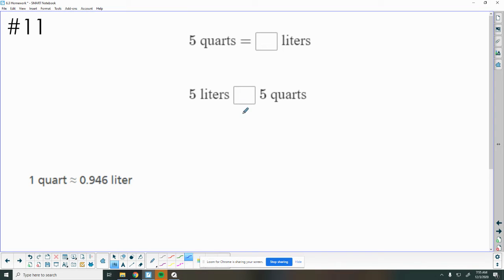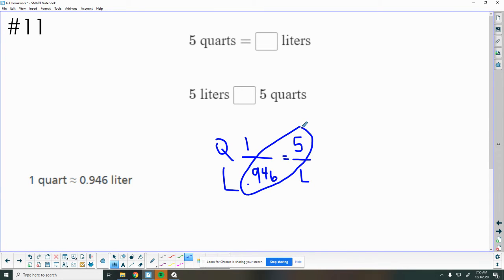Okay, number 11, we are turning quarts into liters. So we've got quarts and liters. 1 quart is 0.946 liters. So a quart and a liter are very close to each other. We have 5 quarts. And so we're going to see how many liters that is. We're going to multiply. And that is going to tell us the quarts, and we'll see which one is larger.